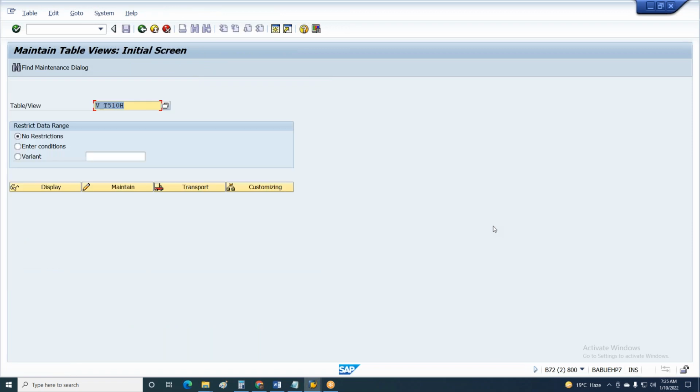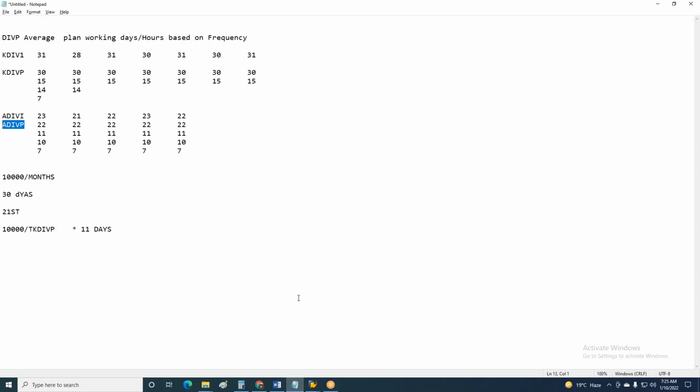Okay, so these three, SOLL, DIVA, these three are calculated by the PRTT function and stored in the PRTT table. DIVP, where is it calculated from?